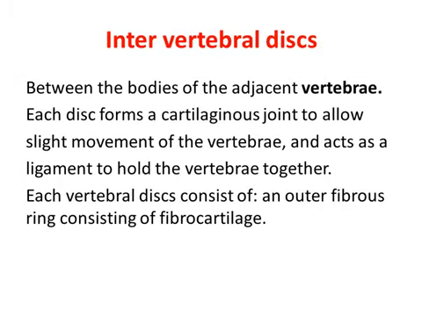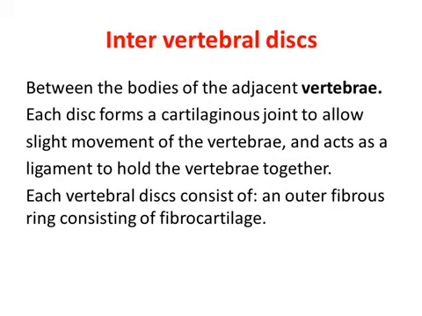Intervertebral discs between the bodies of the adjacent vertebrae تقع بين أجسام الفقرات المتجاورة. Each disc forms a cartilaginous joint وكل قرص مكون من غضروف to allow slight movement of the vertebrae ليسمح بحركة الفقرات and act as a ligament to hold the vertebrae together، ويعمل كرابط إضافي لجمع الفقرات مع بعضها البعض.